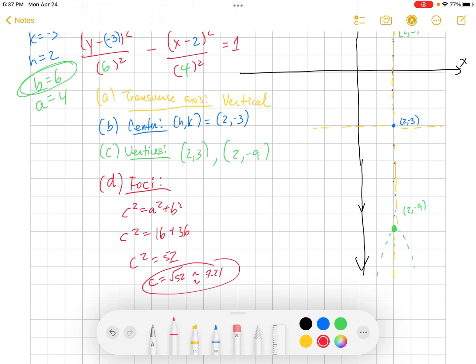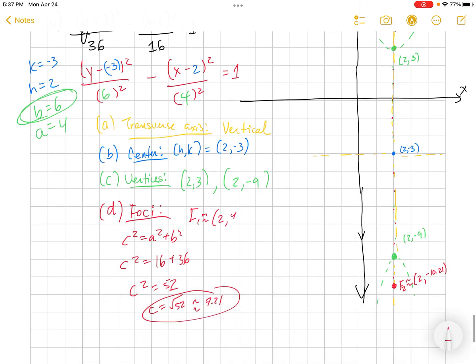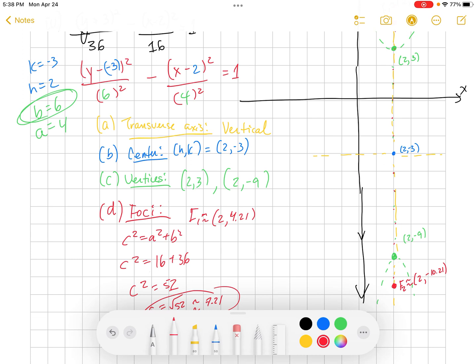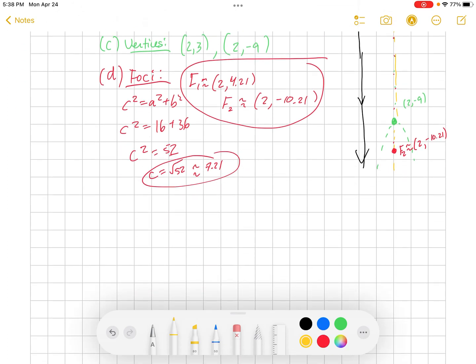See if I can count that. Center and down 7.21. 1, 2, 3, 4, 5, 6, 7.21. There's F2. It's about 2, comma, so that's going to be, let's see, negative 10.21. Okay. So what were they? I lost my marker. Where is it? There it is. F1 was 2, comma, 4.21. F2 was about 2, comma, negative 10.21. They're my foci.